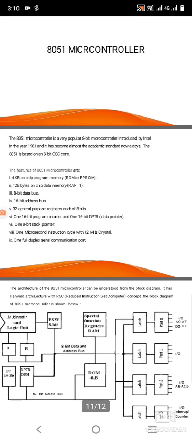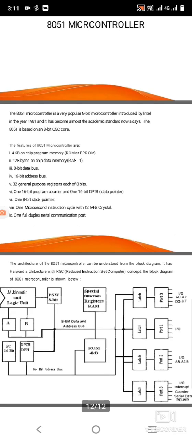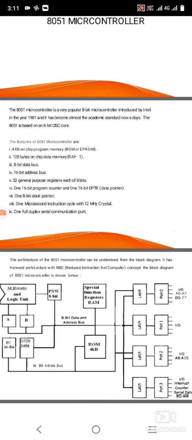The 8051 microcontroller is a very popular 8-bit microcontroller introduced by Intel in the year 1981 and has become almost the academic standard nowadays. The 8051 is based on an 8-bit core. There are various features available in the microcontroller. The 4 kilobyte on-chip program memory for ROM or EEPROM, then 128 bytes of on-chip data memory, and an 8-bit data bus, 16-bit addressable.